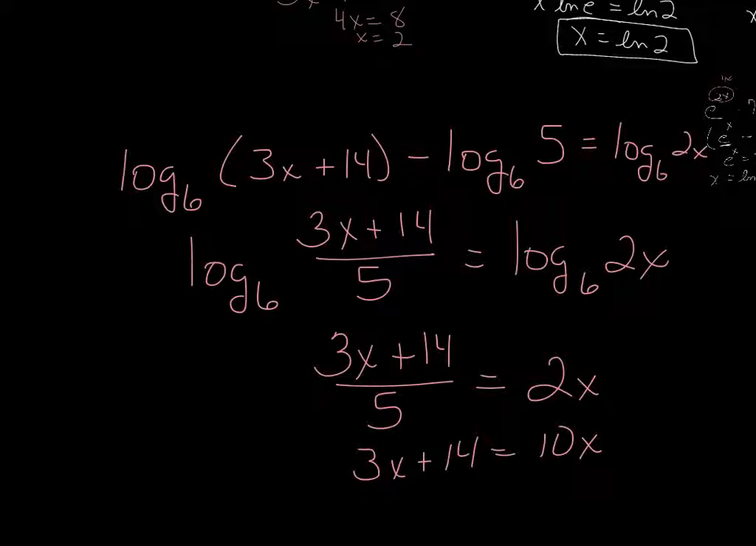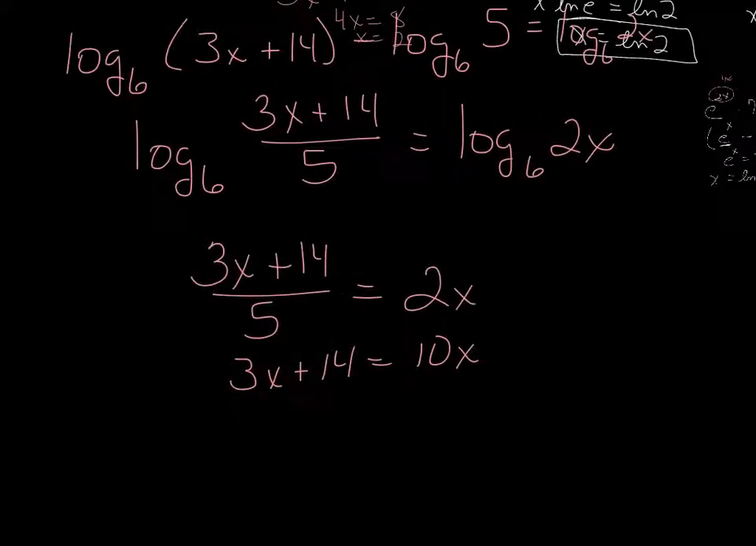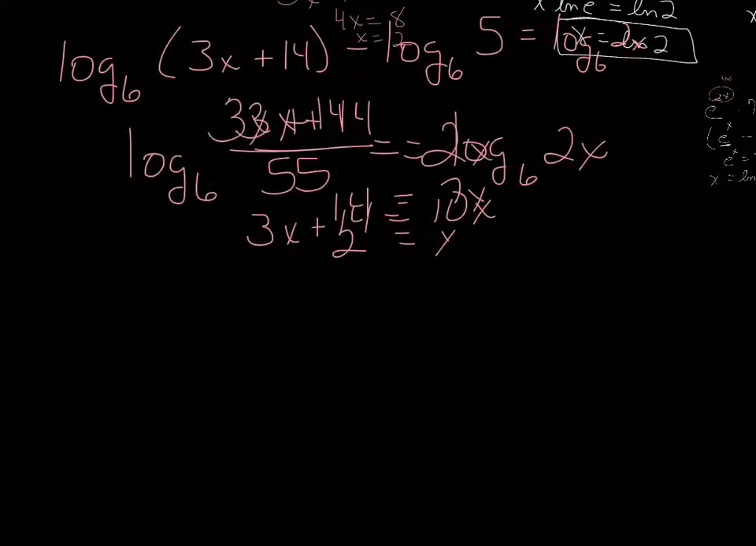You'd subtract 3x on both sides. Subtract 3x from both sides. So x equals 2. That's basically what I said. But we had to set 3x plus 14 over 5 equal to 2x. We just didn't say that. We just understood it. You were seeing it in your head.